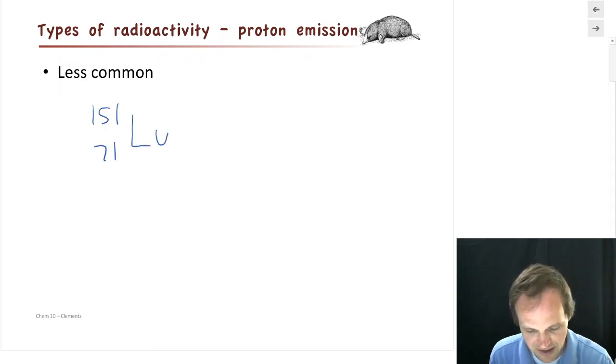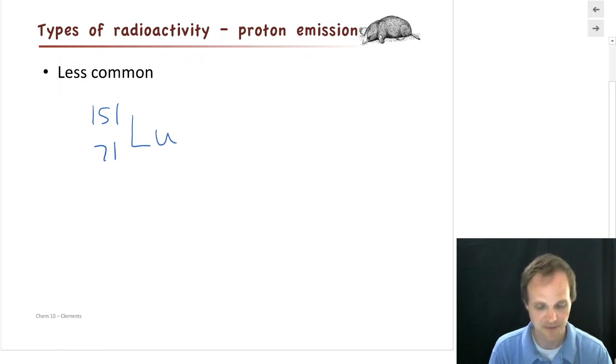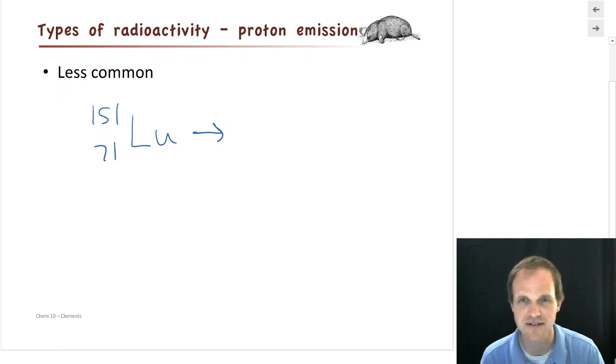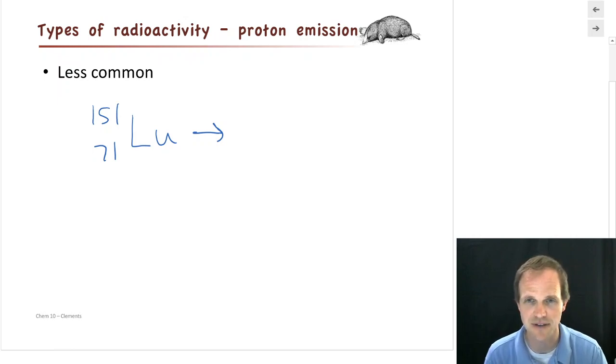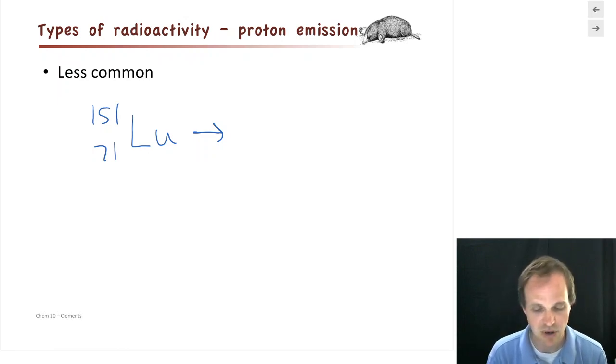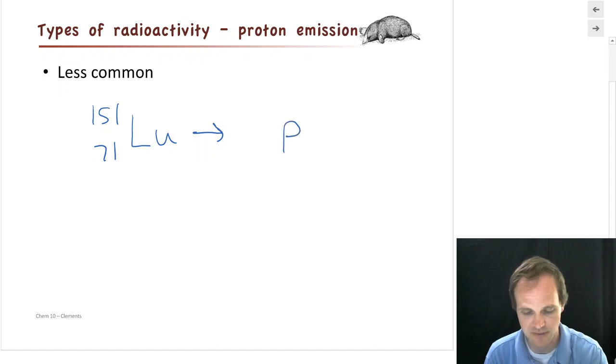15171, and if you look that up, that's the lovely element lutetium. And I'm not 100% sure if I pronounced that correctly, so internet, please don't make fun of me. Thanks. All right, so lutetium 151 undergoes proton emission, and for proton emission we just put a P there.